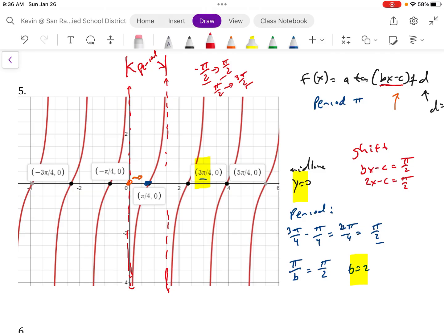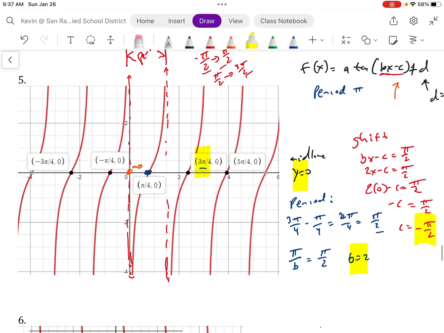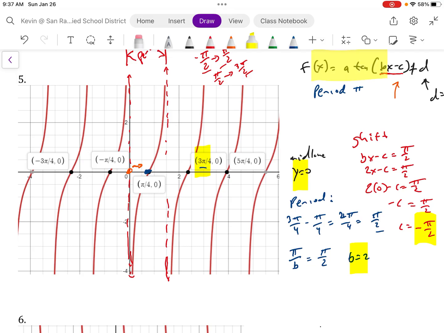So anyway, we come back here to our phase shift. Take what's inside the parentheses, but we know that b is 2. And we go 2 times 0 minus c equals pi over 2. So negative c equals pi over 2, so c equals negative pi over 2. All right, so let's take that piece.